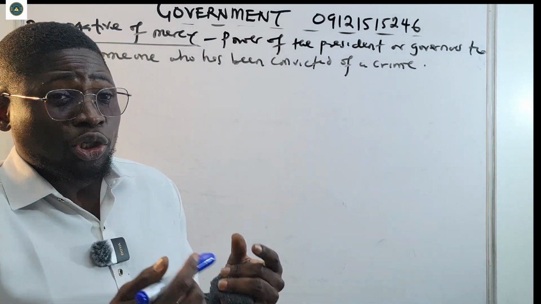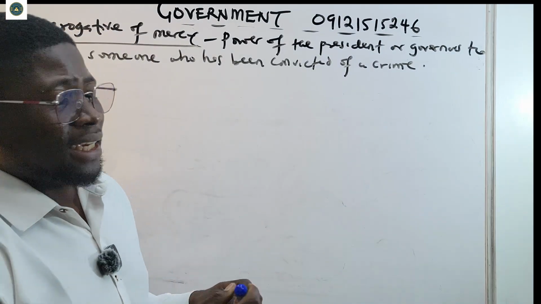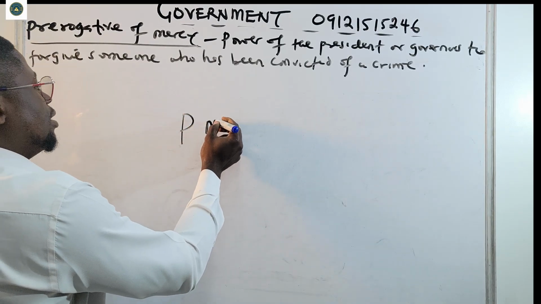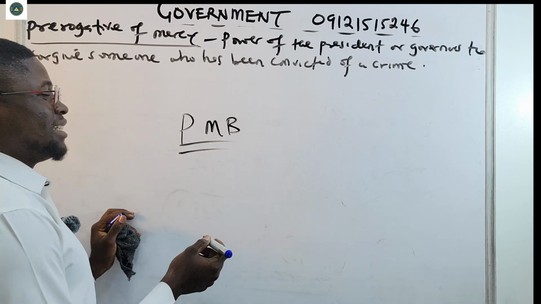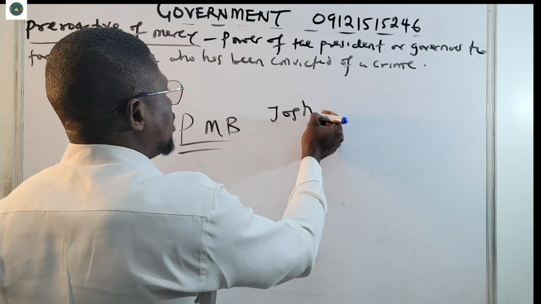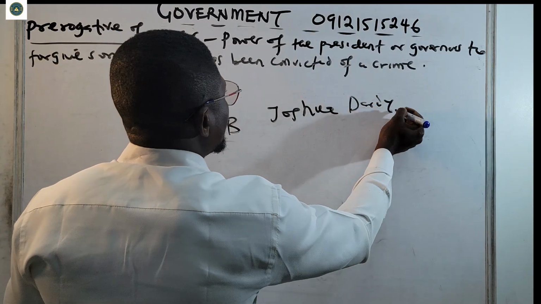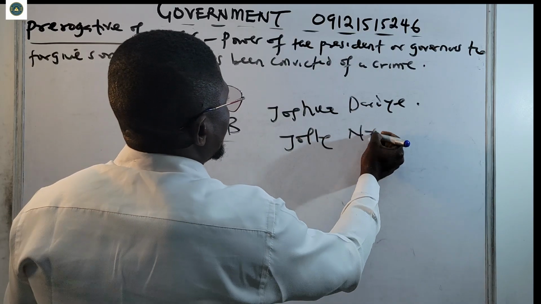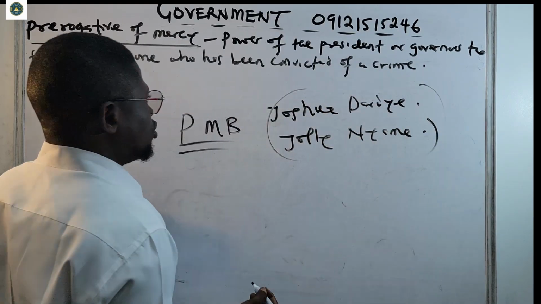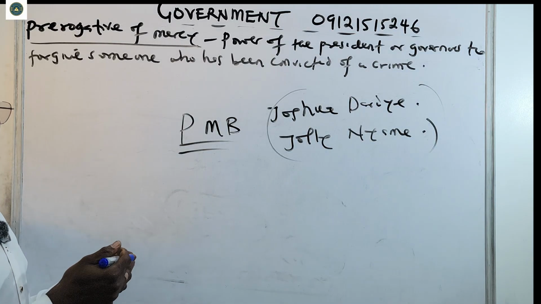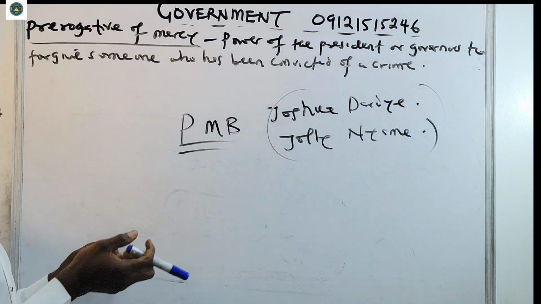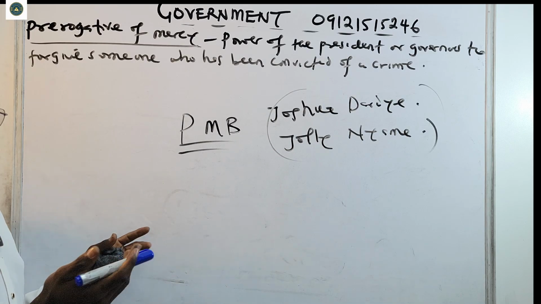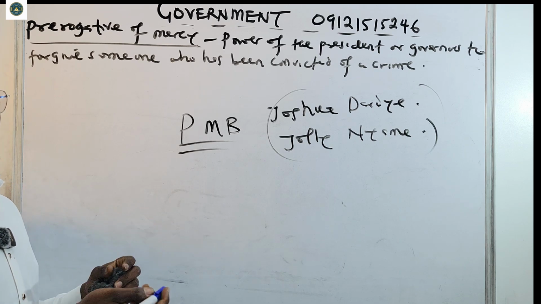Okay, if the person shows remorse, he can be forgiven. Like I said, in the year 2022, President Muhammadu Buhari granted a presidential pardon to Joshua Dariye, the corrupt Joshua Dariye. He also gave a presidential pardon to Jolly Nyame. He gave presidential pardon to these two people because they were initially in jail. So he forgave them and granted them presidential pardon, and they can return home. So that is prerogative of mercy, just a show of good faith, extending that hand of love to others.